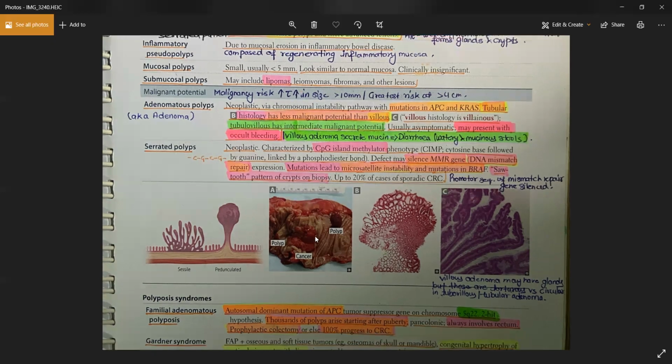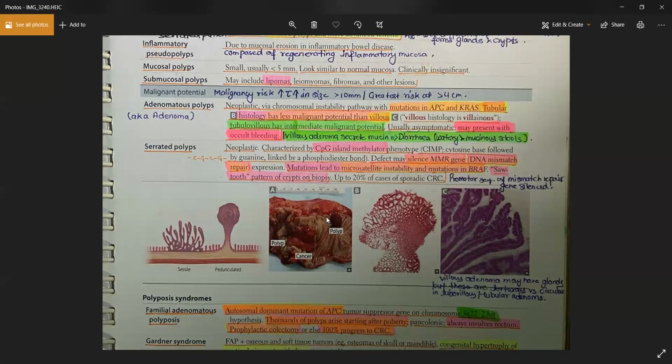So as you can see, the outgrowths. These are the polyps. As you can see, as the outgrowth, they will be seen on the endoscopy. Whenever you do the endoscopy, they will see as the outgrowth within the lumen of the colon, right?